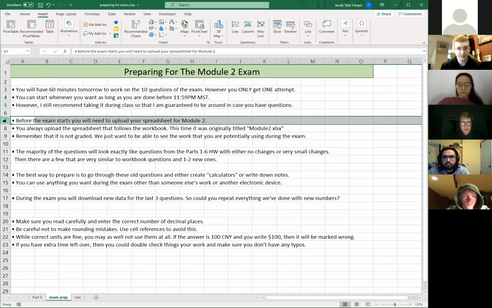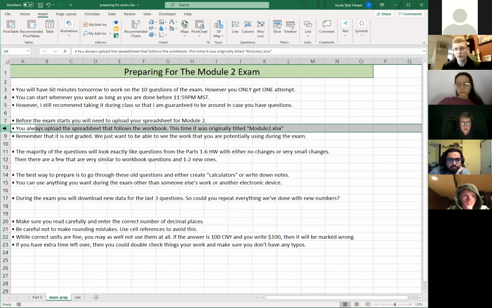Now, again, just like last time, before the exam starts, you are going to have to upload your Module 2 spreadsheet. And this is always the spreadsheet that goes along with the workbook. It's never like my notes or anything like that. So for this one, it was titled Module2.xlsx originally. Just make sure you have that saved so you can find it before you start the exam next time.